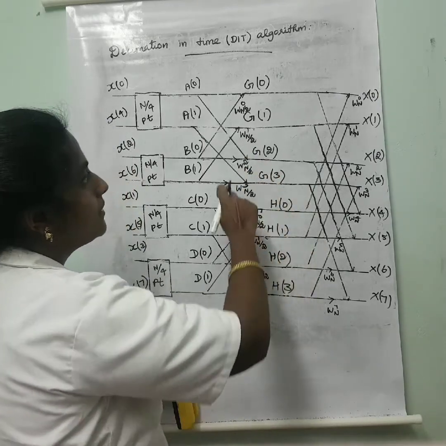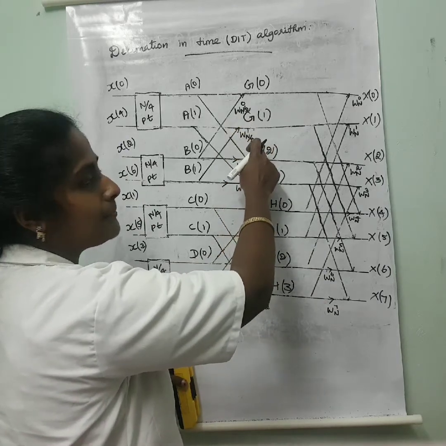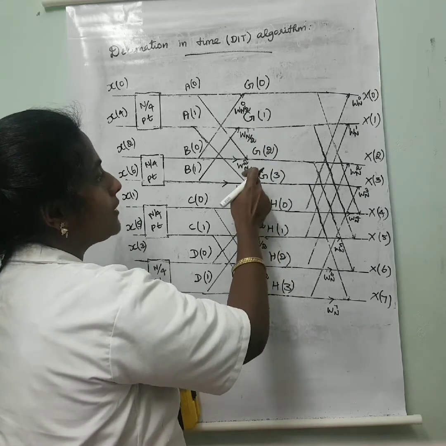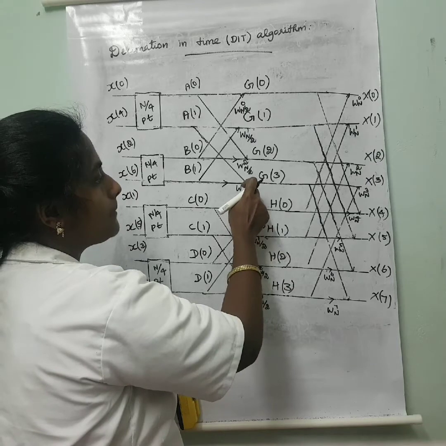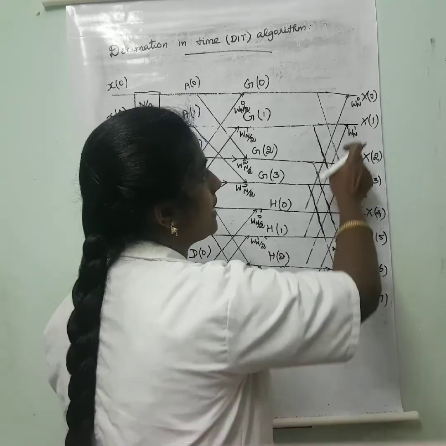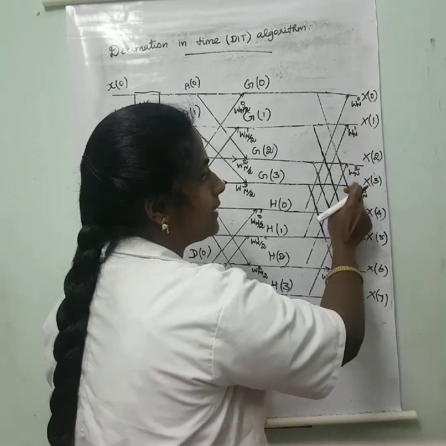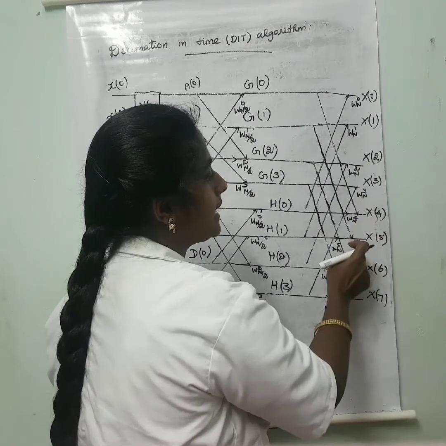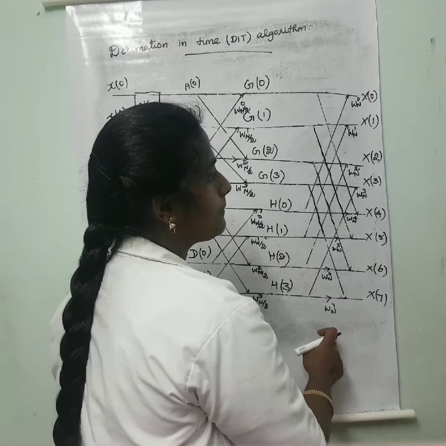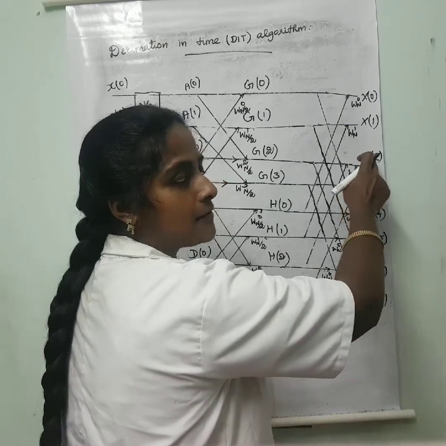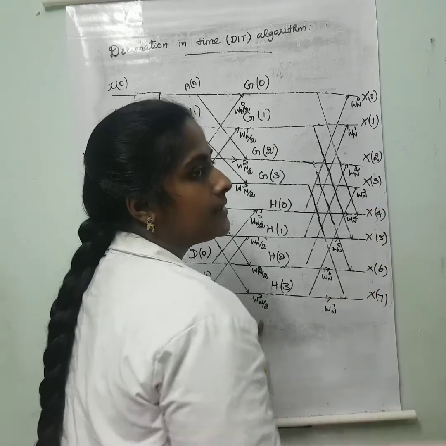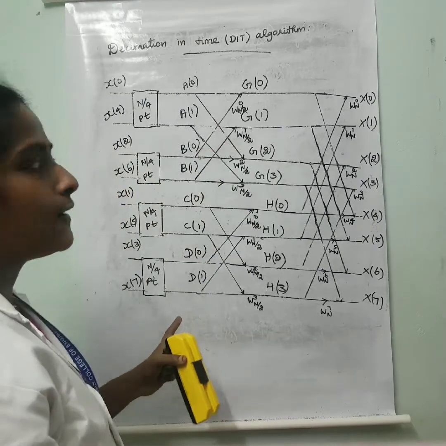Similarly, twiddle factors. In this stage, the twiddle factor is wn by 2 to the power 0. Here wn by 2 to the power 1, wn by 2 to the power 2, wn by 2 to the power 3. Here also the same way you have to write the twiddle factors. Here also the twiddle factors are wn power 0, wn power 1, wn power 2, wn power 3, wn power 4, wn power 5, wn power 6, wn power 7, and the outputs are x of 0, x of 1, x of 2, x of 3, x of 4, x of 5, x of 6. This is the second stage of the butterfly diagram.